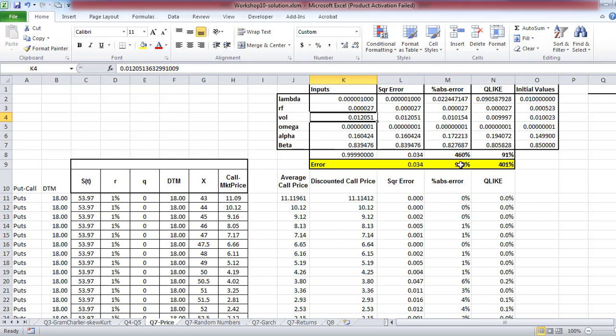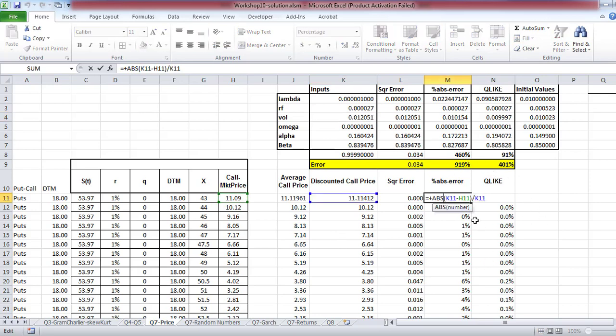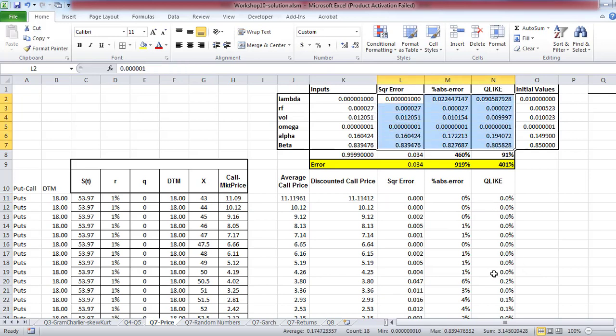Now, if you're curious, these are all the ways of computing the error. This would be the absolute percent error, and this would be done with the QA function. Now you see that the parameters are not the same if you change the error function.